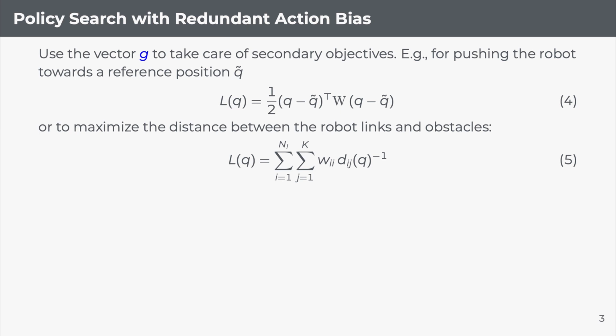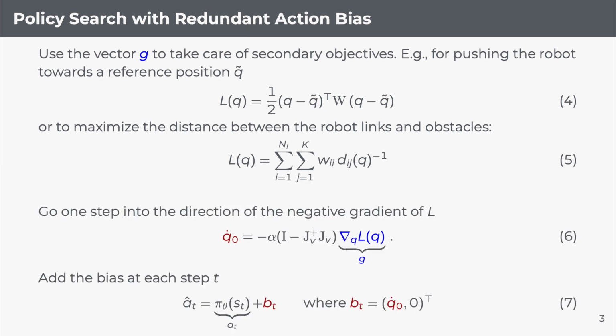For instance, we can define losses we might want to minimize, such as for pushing the robot towards a reference configuration or to maximize the distance between the surrounding obstacles and the robot links. Then, at each step t, we go one step alpha into the direction of the negative gradient of L. The resulting bias is added at each step t to the actions taken by our parameterized policy pi. To demonstrate the applicability to different policy search methods, we have tested our approach with DDPG, an actor-critic reinforcement learning method, as well as OpenAI's evolution strategy.